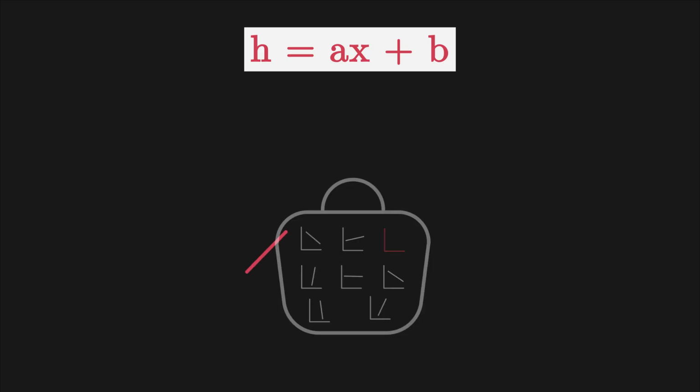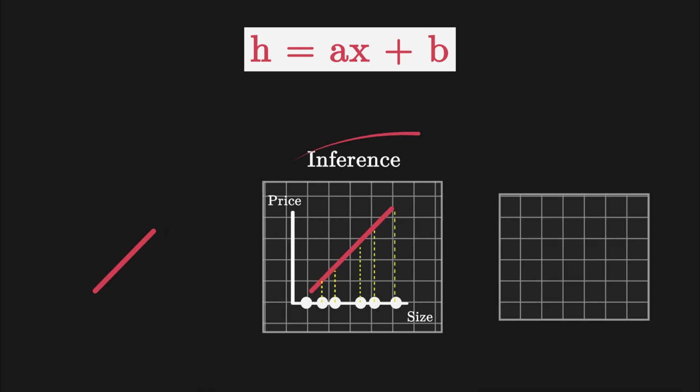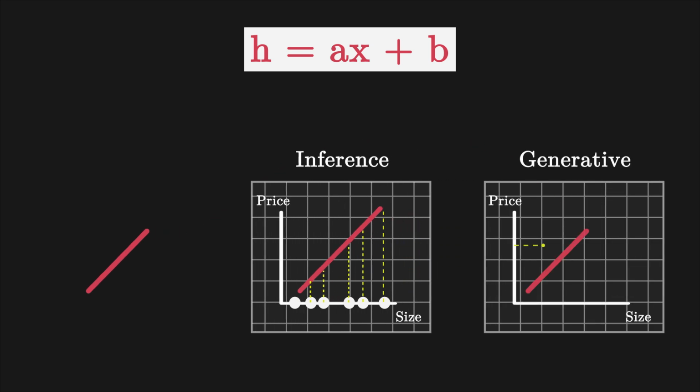We can now use this model to perform inference. For example, finding out the price of these new houses our agency is trying to sell. We can also use it for generative tasks, like finding out the house size our investors can buy with their current budget.